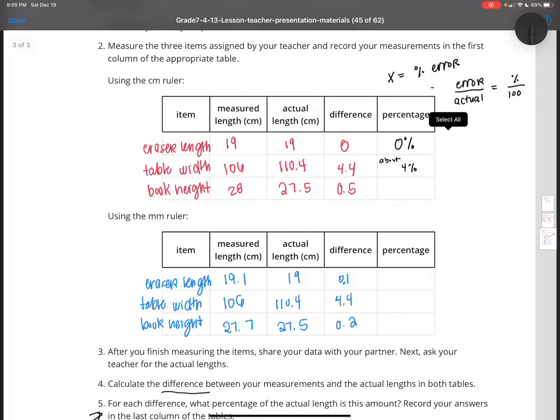Now it says the book height was 20. They measured 28 centimeters, but the actual length is 27.5 centimeters. The difference was 5/10, or a half. So I'm going to put that error above the actual, which is 27 and a half, equals x over 100. Just like what I did with the other problems, I'm going to cross multiply.